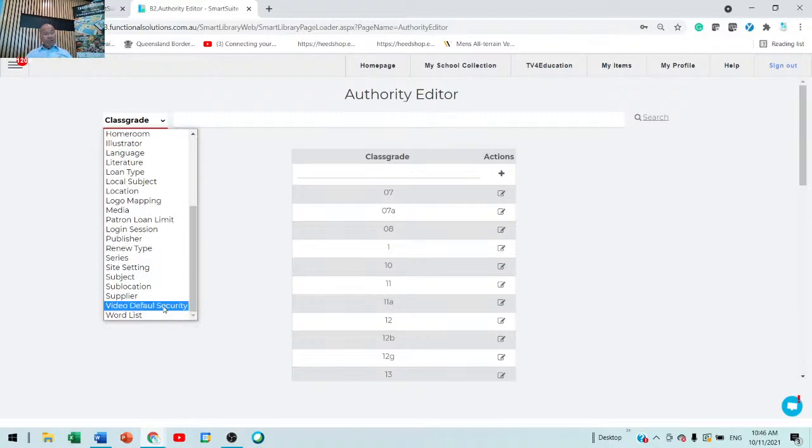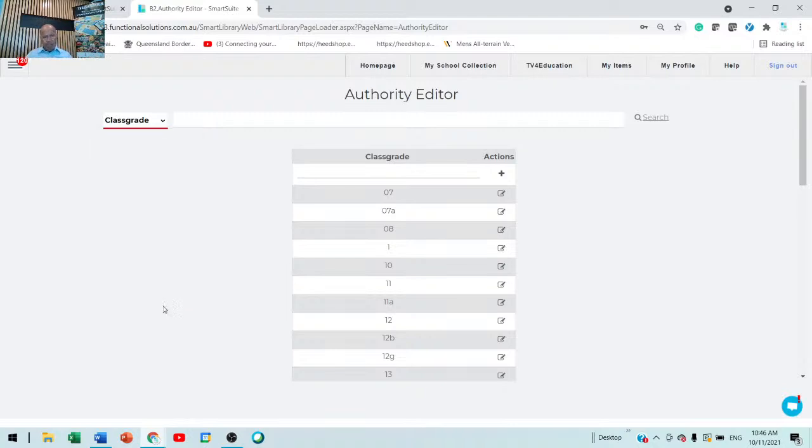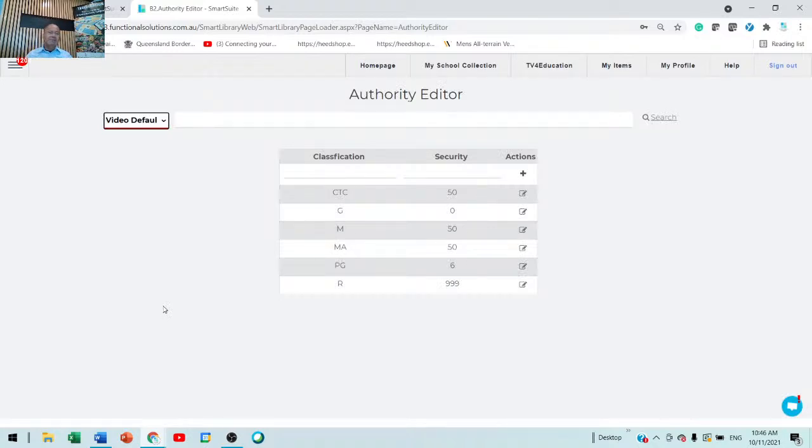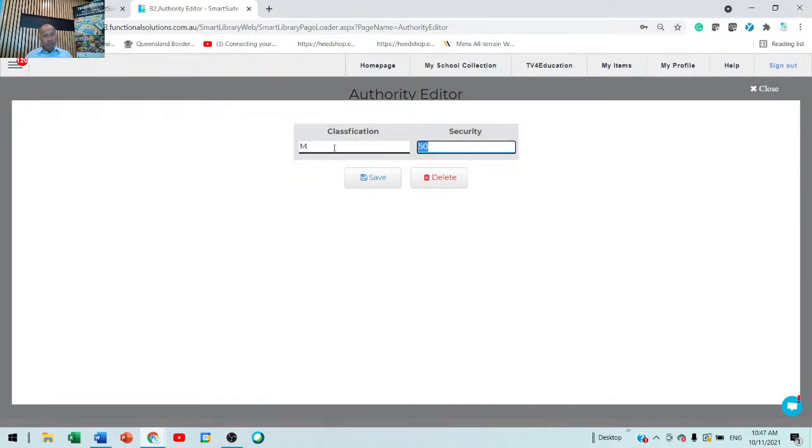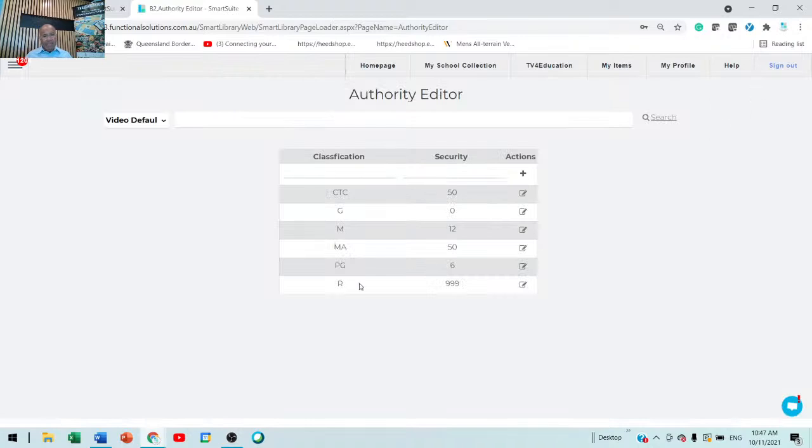So in other words, when videos come into our collection that staff have selected, what is the default security given to them? So if you click that, if it's a G, anyone can watch it. If it's an M, you have to be a teacher. You can say no. If it's an M, I will allow year 12s and above by default. So you can set that up. Okay. And if it's a PG, year 6 and above. If it's an R, only administrative. If it's an MA, teachers. So you can set anything like that, and that sets the default.